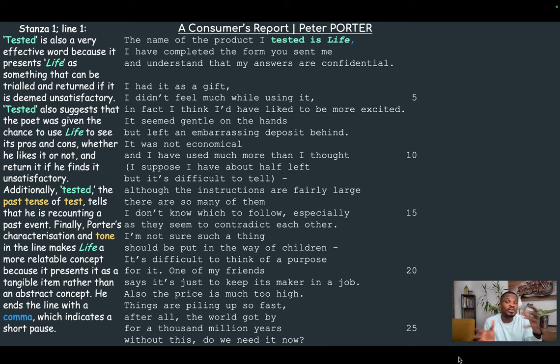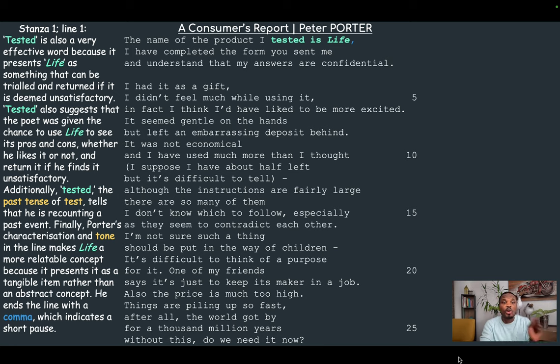So if you're asked, for example, how Potter strikingly presents the poetic voice's attitude to life, you can talk about certain words that he uses. If you test something, it means, let me have a taste. You taste it and then it's like, well, I don't like it. Tasted is also in the past tense. Now, observe the tense there, very important. This tells us that he's recounting a past event, something that he's already tried.